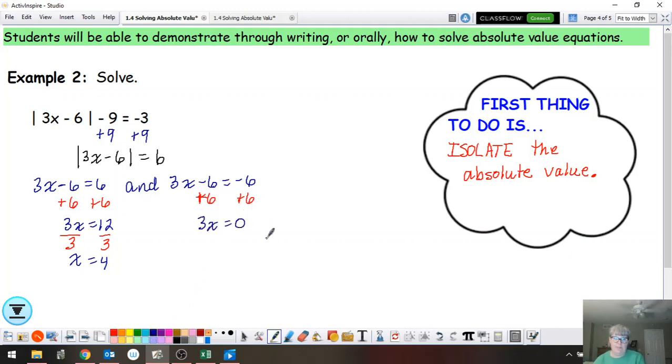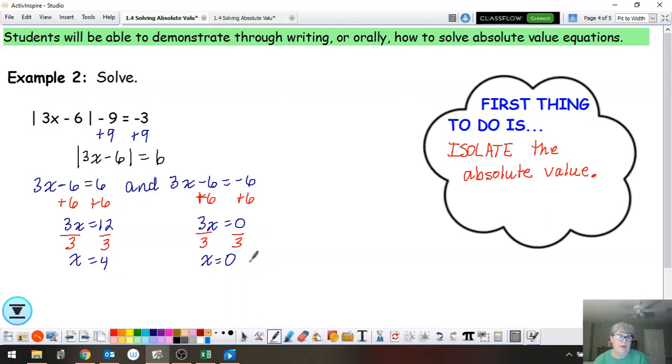Now don't stop there. Just because 3x equals 0 doesn't mean it's not possible to solve. We can divide by 3. It's 0 we can't divide by, but we can divide by 3. And 0 divided by anything is 0.